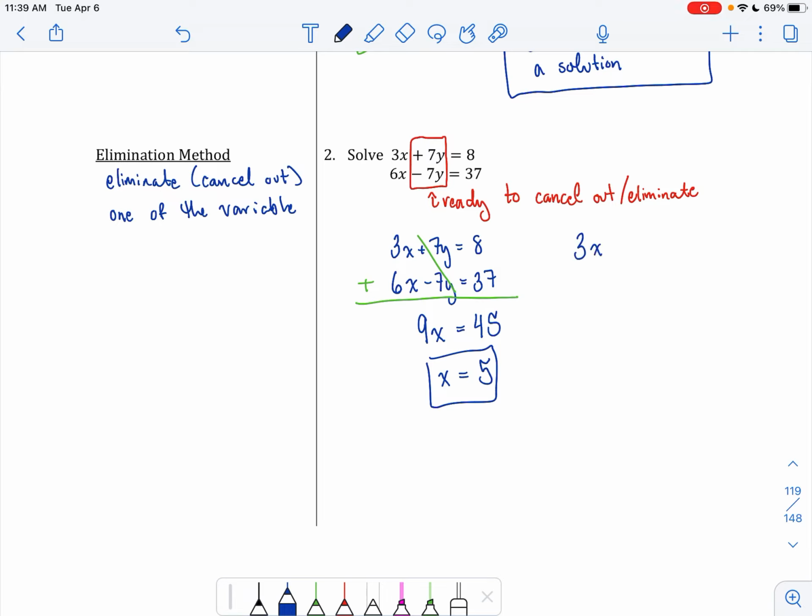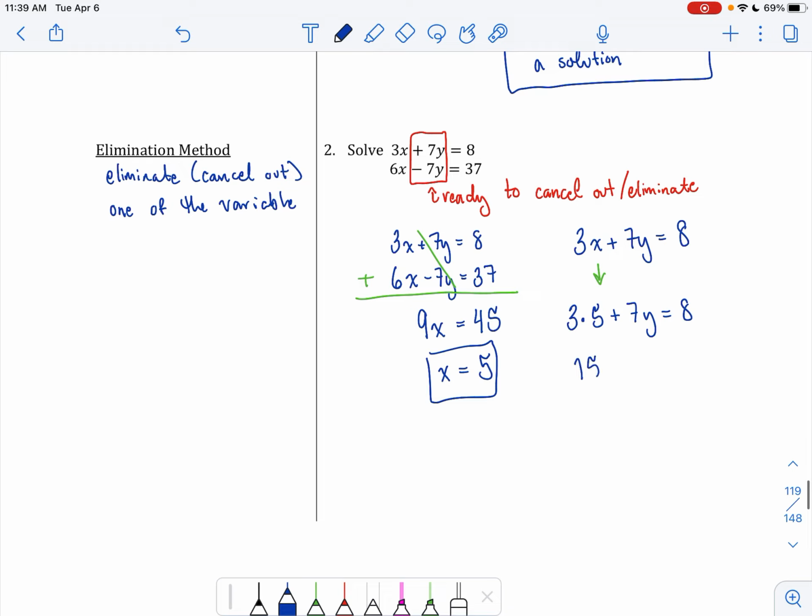So I know, for example, 3x plus 7y is equal to 8. Well, if x is equal to 5, I can then say 3 times 5 plus 7y is equal to 8 and solve for y. So 15 plus 7y is equal to 8. Subtract 15 on both sides. 7y is equal to 8 minus 15, which is negative 7. Divide by 7, and I get y is equal to negative 1.